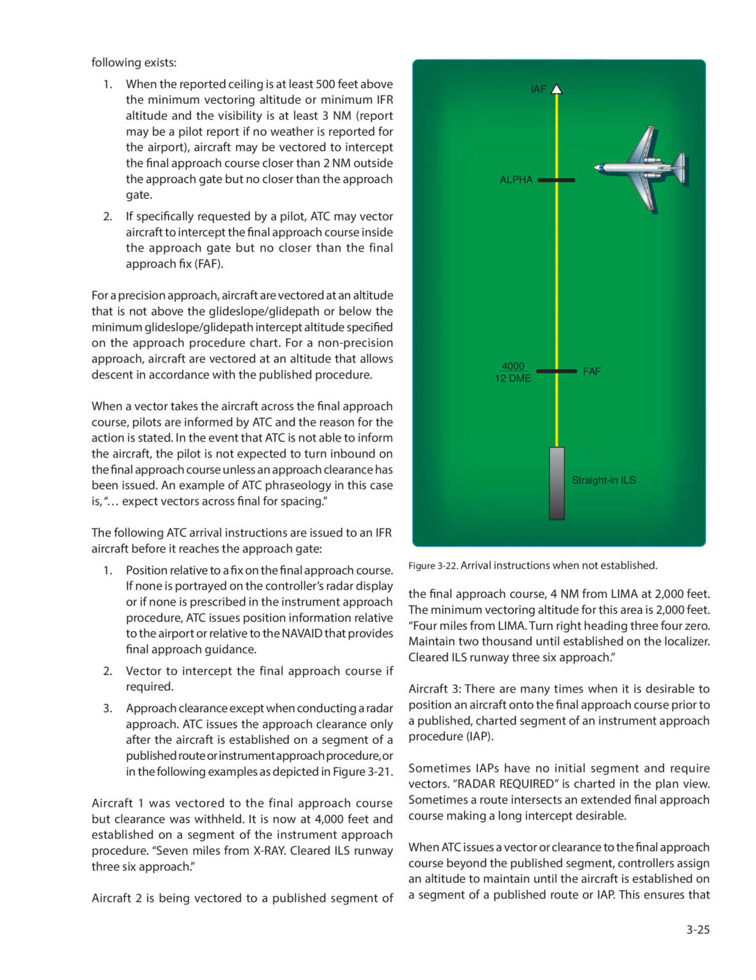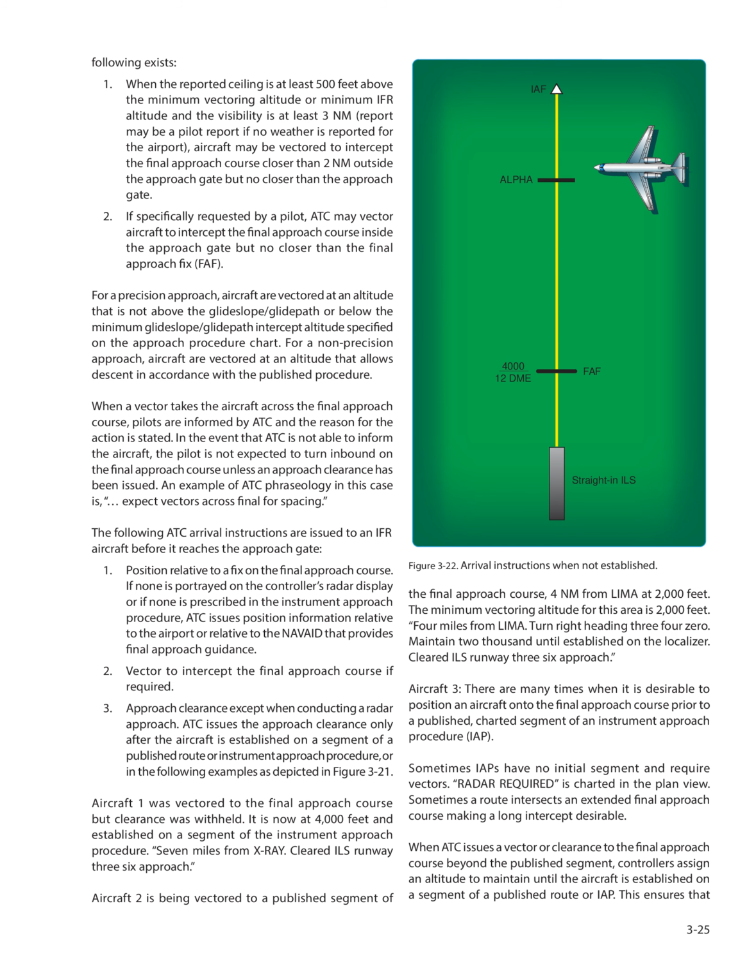Aircraft 3. There are many times when it is desirable to position an aircraft onto the final approach course prior to a published, charted segment of an instrument approach procedure, IAP. Sometimes IAPs have no initial segment and require vectors. "Radar required" is charted in the plan view. Sometimes a route intersects an extended final approach course, making a long intercept desirable.